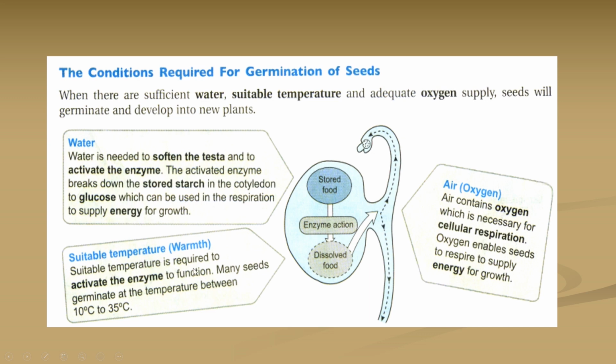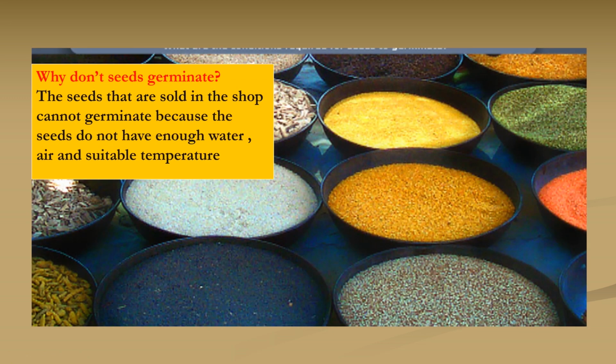Suitable temperature is required to activate the enzyme to function. Many seeds germinate at the temperature between 10 degrees Celsius to 35 degrees Celsius. Air or oxygen. Air contains oxygen, which is necessary for cell respiration. Oxygen enables seeds to respire to supply energy for growth. So, the seeds that are sold in the shop cannot germinate because the seeds do not have enough water, air, and suitable temperature.